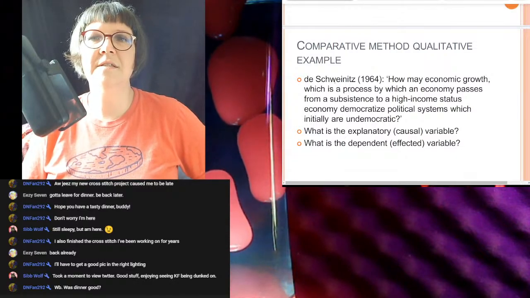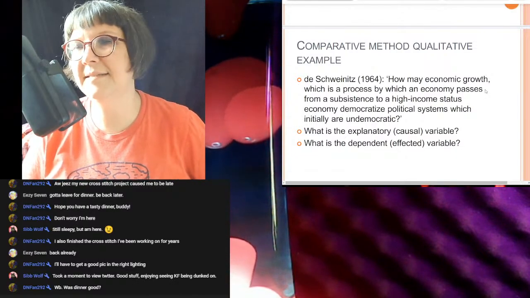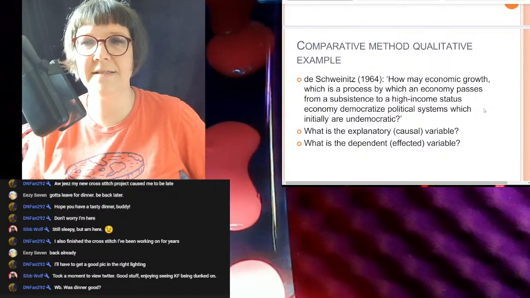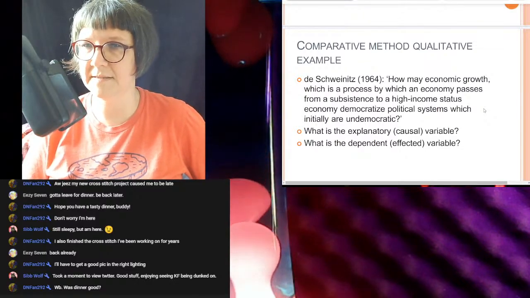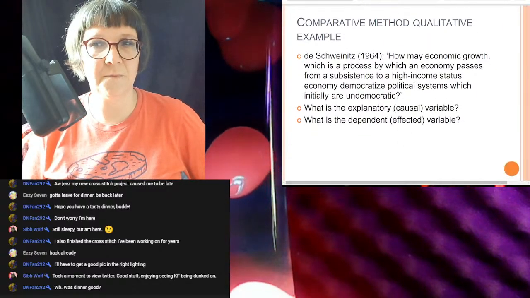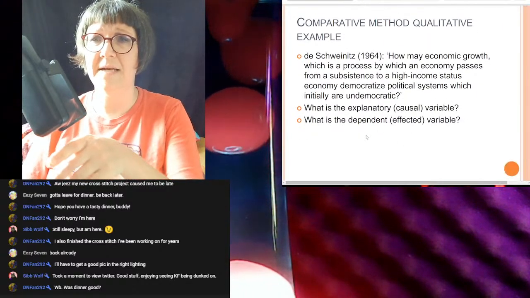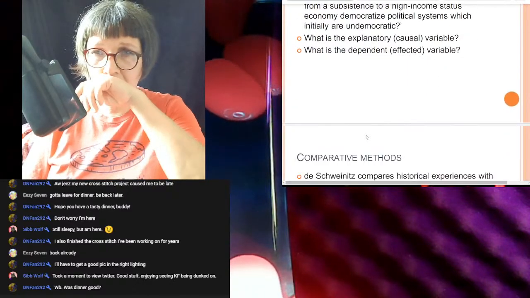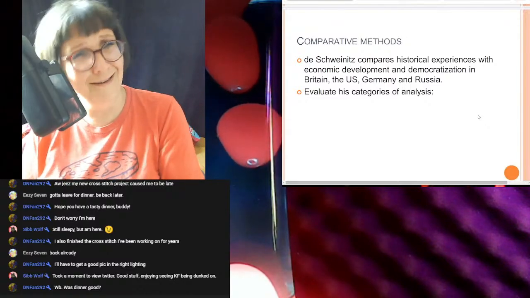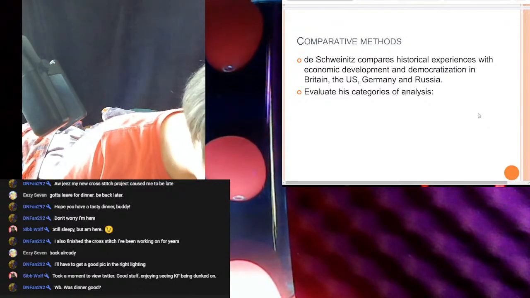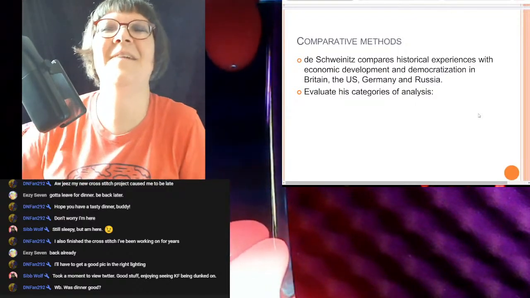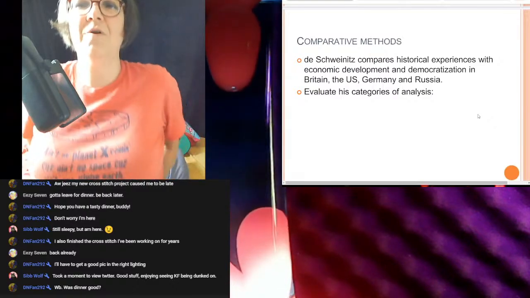So, De Schweinitz asked in 1964, how may economic growth, which is a process by which an economy passes from a subsistence to a high-income status economy, democratize political systems which are initially undemocratic? What is the explanatory or causal variable, and what is the dependent or affected variable? He is comparing historical experiences with economic developments and democratization in Britain, the US, Germany, and Russia.